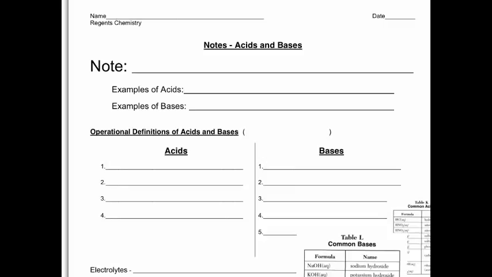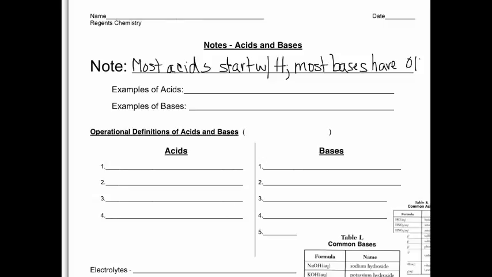Something to note when you're going to recognize an acid or a base: most acids actually start with an H. So that's one way to tell that you have an acid. Most bases have an OH. Not all of them, but most of them do. It's actually the hydroxide ion, and the H in an acid is the H plus or hydrogen ion.